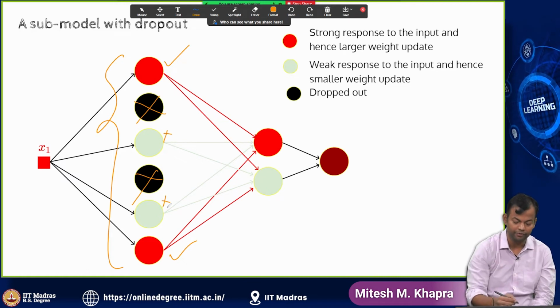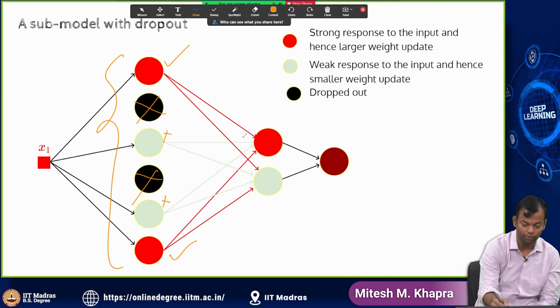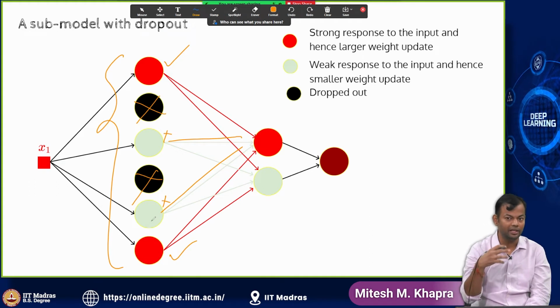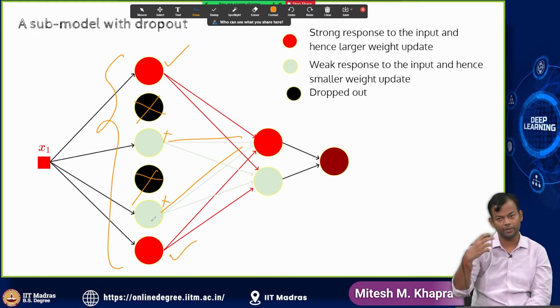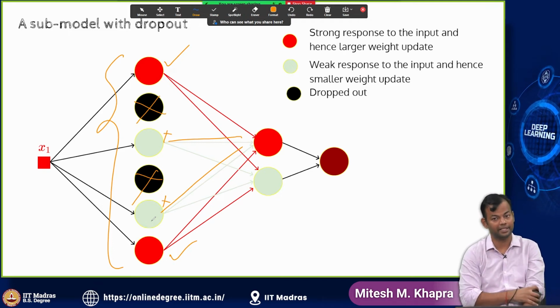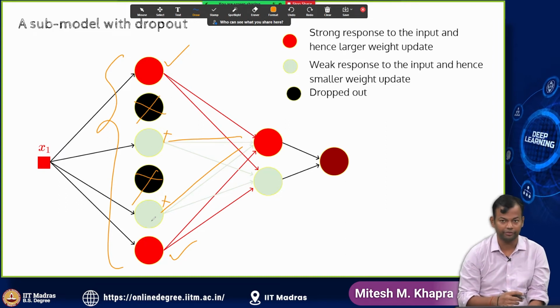And now in the case of Dropout, irrespective of whether you are strongly responding or weakly responding, the gradients do flow back to you, right? And the gradients will of course flow back in proportion, but all of you are being responsible for the output, and certain nodes may maybe not get specialized for the specific input, right? So that's what is happening in the case of Dropout.